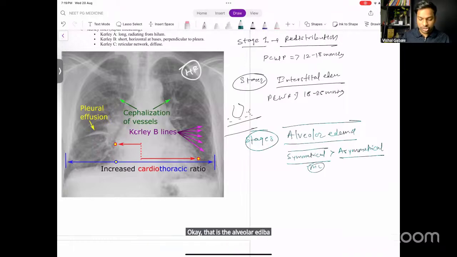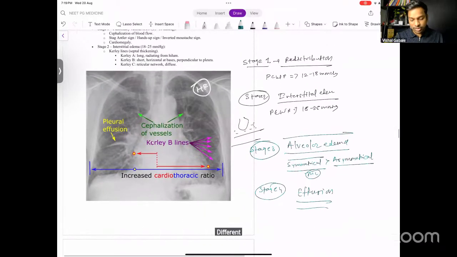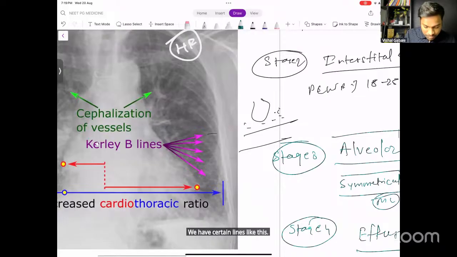And the last stage, stage four, you can have effusion, pleural effusion. Okay. So these are the different phases of heart failure. So when we have heart failure, remember in stage two, we have certain lines like these paraseptal lines. Okay, this kind of lines are there.